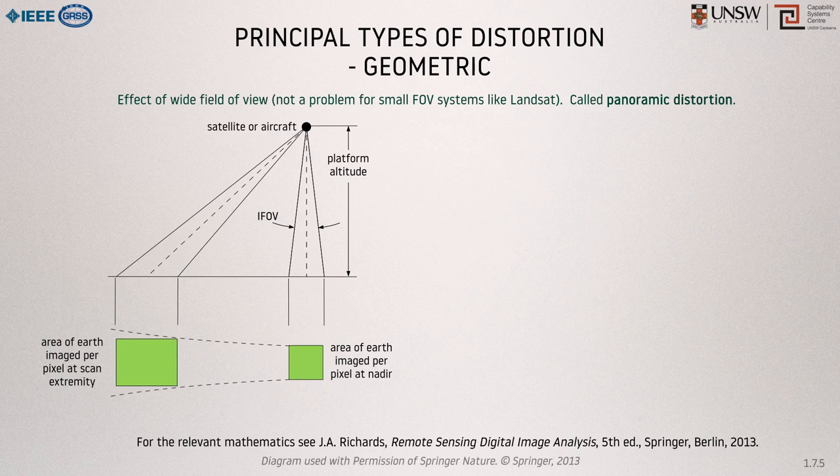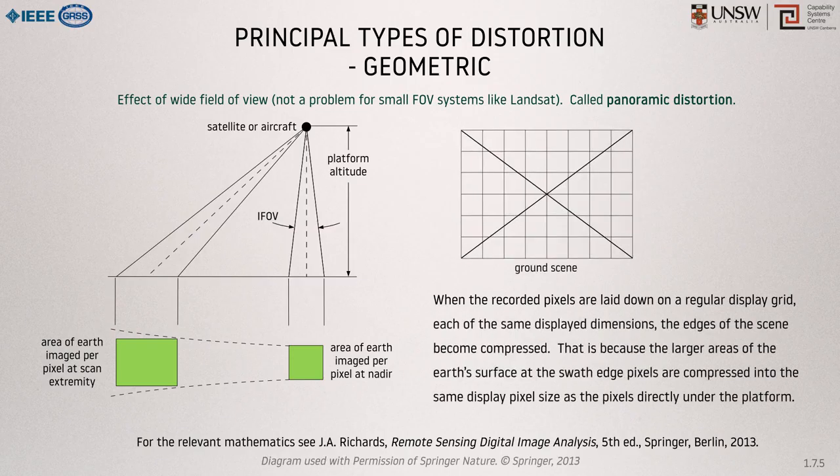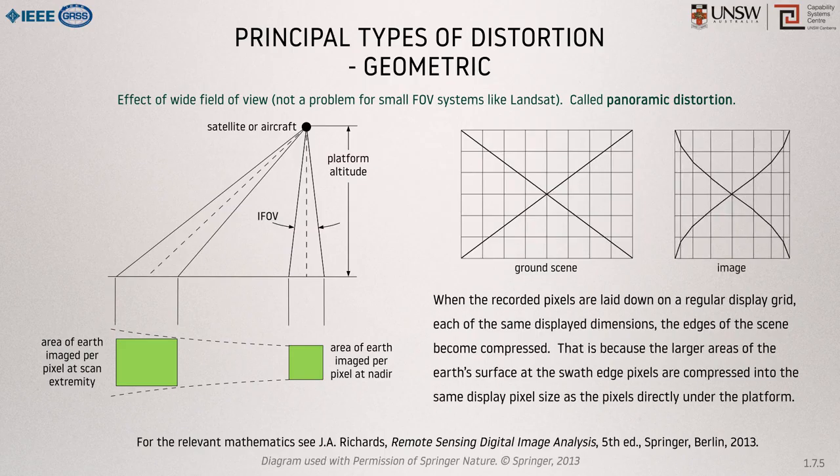And yet, even though it corresponds to a larger region on the ground, the actual pixel is displayed as the same size as the pixel at nadir when used to construct an image. When those recorded pixels are placed on a regular display grid, the pixels towards the swathe edges, even though displayed in the same size as those towards the centre of the scan, cover a much larger ground region and thus appear compressed by comparison to those at the swathe centre.